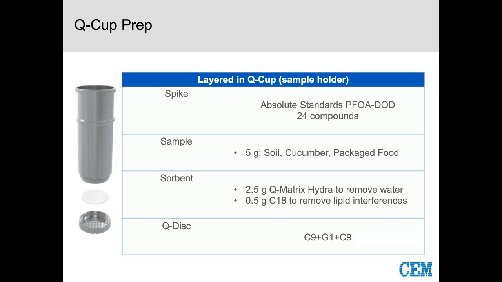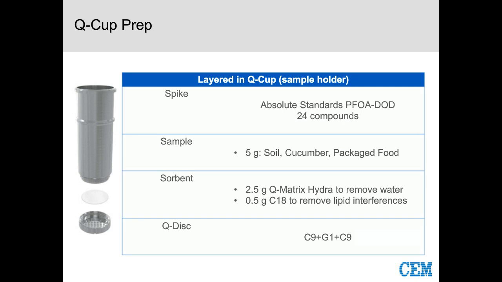Then we have to, in some cases, think about adding sorbent to remove any interferences that we might have. For the soil, we're not going to add anything at all. So the soil, we're just going to go directly into the Q-cup. However, the cucumber is a sample that contains a lot of water content, and that is where we're going to introduce our Q-Matrix Hydra. Q-Matrix Hydra is a product that you can purchase directly from CEM. It is a polymer superabsorbent, and it does an amazing job at absorbing water.